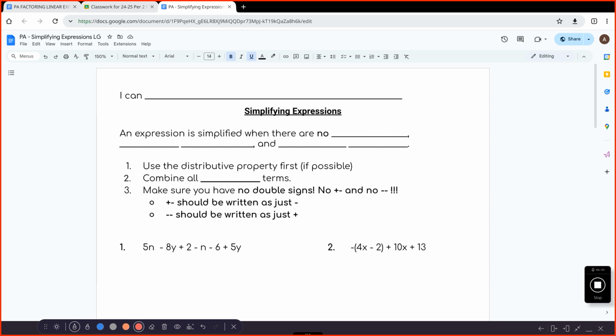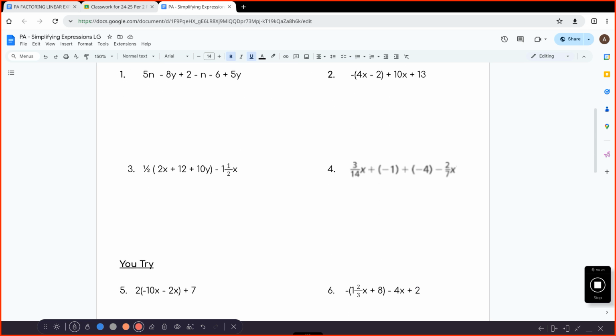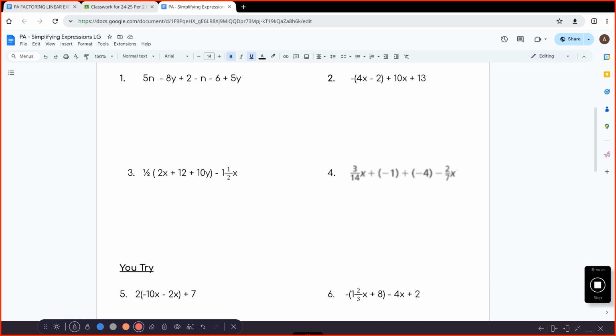So let's look at our first example here. We have 5n minus 8y plus 2 minus n minus 6 plus 5y. So what we're going to do is step one is to use the distributive property. If there's parentheses, there are no parentheses. So we can move on to combining like terms.